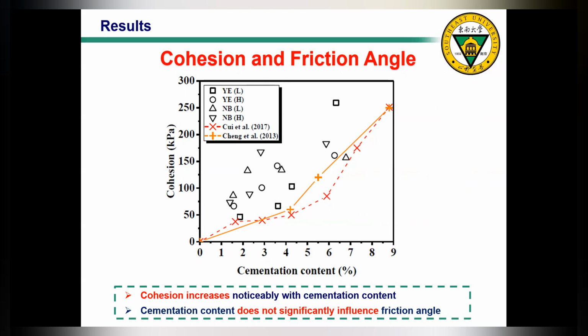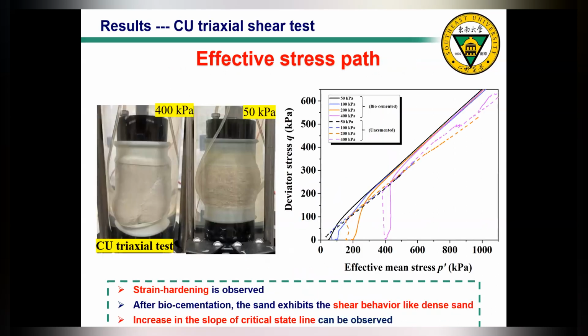And secondly, here I didn't put the friction angle data, but actually we find that the cementation content does not significantly influence friction angle, no significant improvement or reduction. So only cohesion is apparently affected.